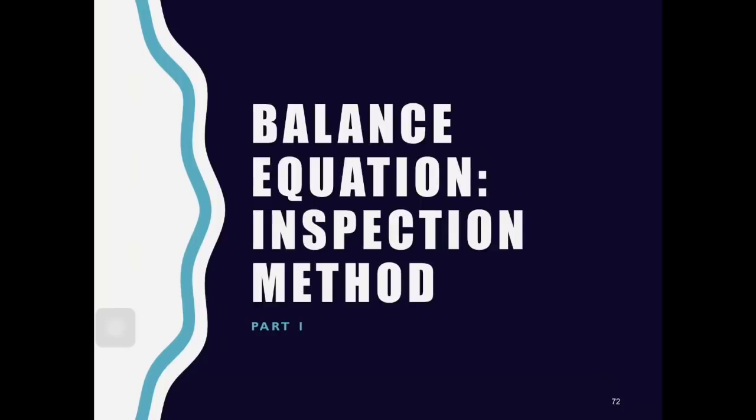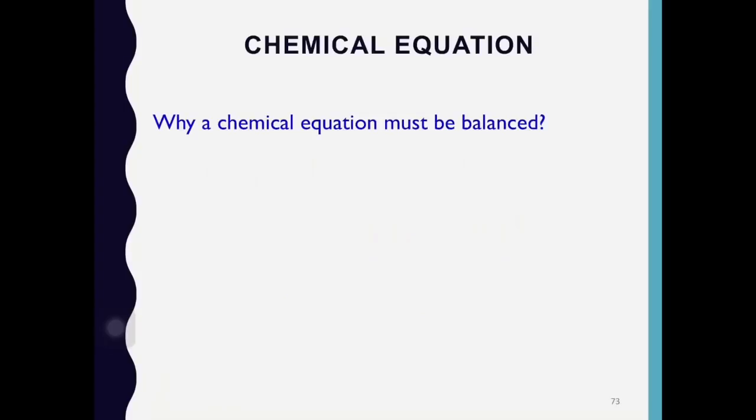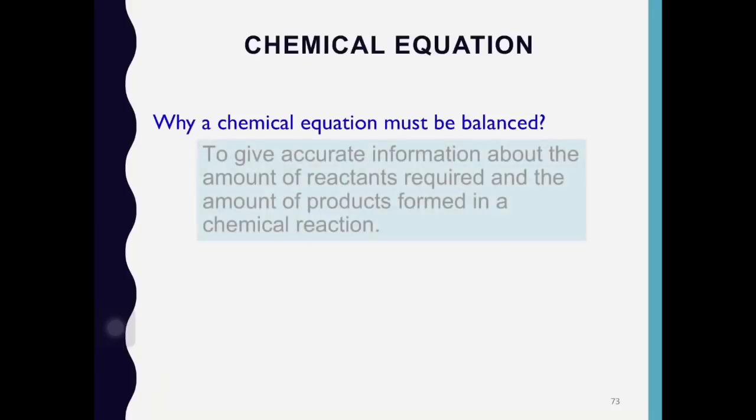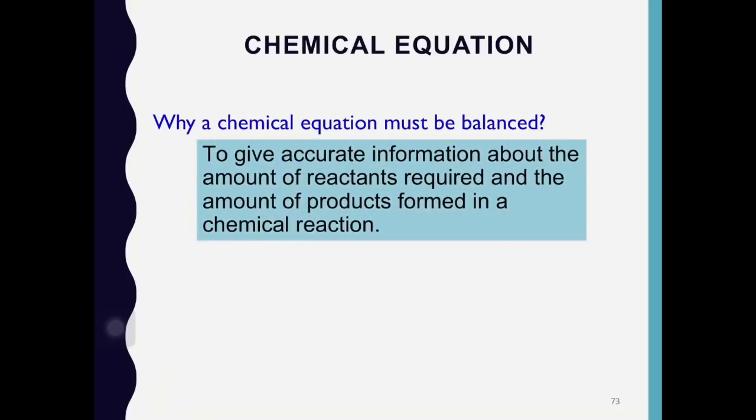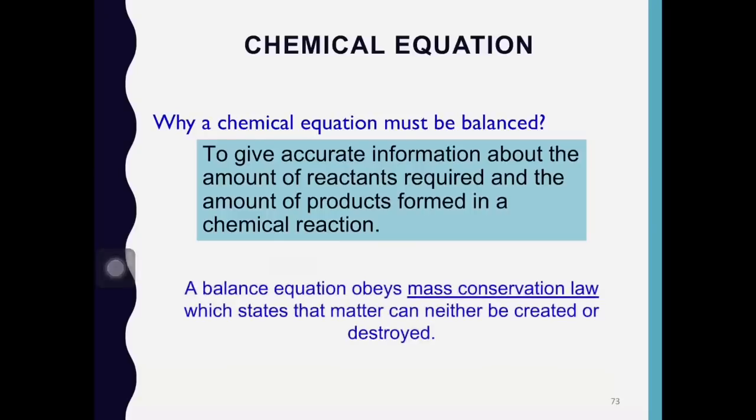For inspection method, all reactants and products must be balanced in the equation. The reason why an equation must be balanced is to give accurate information about the amount of reactants required and the amount of products formed in a chemical reaction. This obeys mass conservation law. In other words, the mass of any one element at the beginning of a reaction will equal the mass of the element at the end of the reaction.